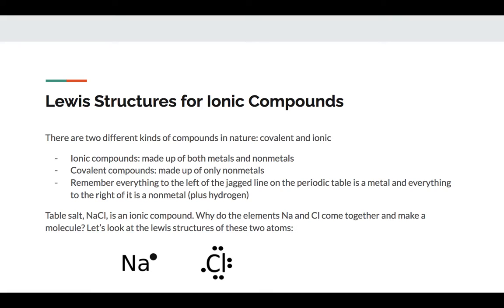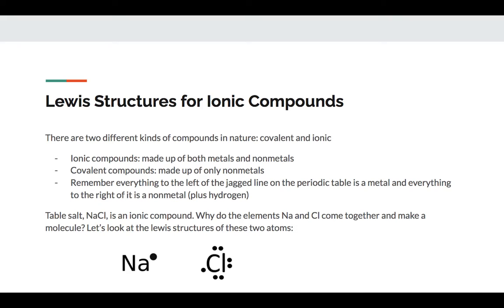Ionic compounds are made of both metals and nonmetals, and covalent compounds are made up of only nonmetals. So remember on the periodic table that there is a jagged stair-step line on the right-hand side of the periodic table, and everything to the left of that jagged line is a metal, and everything to the right of it is a nonmetal plus hydrogen.